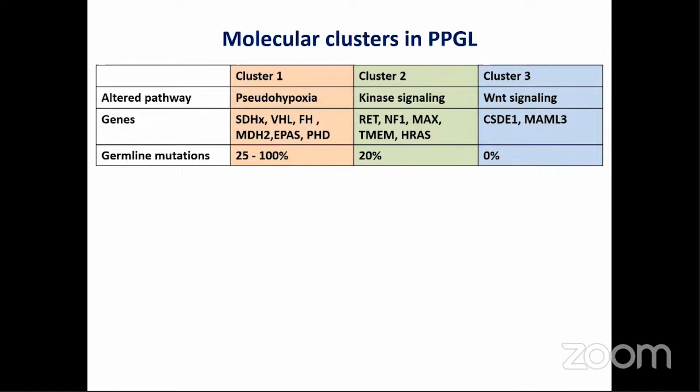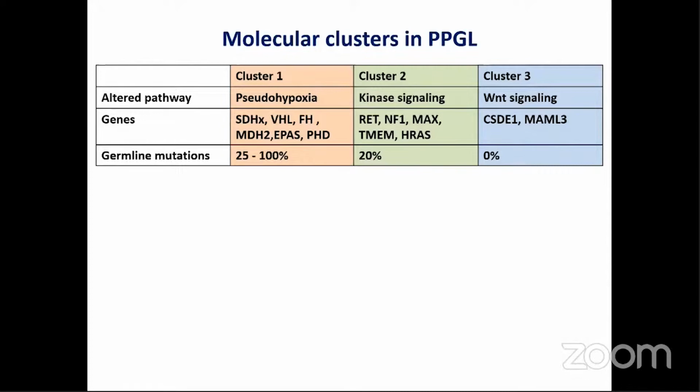The cluster 1 genes are the ones where there is involvement of the pseudohypoxia pathway. It not only includes the von Hippel-Lindau gene and EPAS1 gene, it also includes other genes involved in energy metabolism, like succinate dehydrogenase related genes, which I'm going to refer to hereafter as SDHX, because it includes multiple genes, including SDH A subunit, B subunit, C subunit, D subunit, as well as SDHAF2, and also other energy metabolism pathway genes such as fumarate hydratase and malate dehydrogenase.